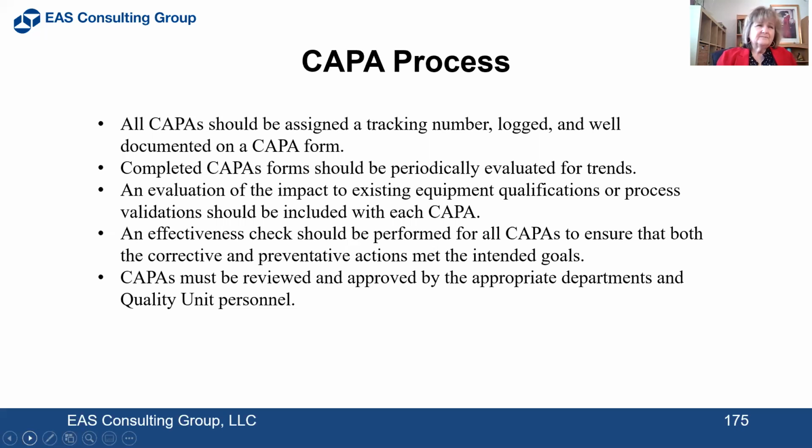So the CAPA process is that all CAPAs should be assigned a tracking number, logged, and well documented on a CAPA form. You see a trend in this, right? All these investigations should be handled the same way. Completed CAPA forms should be periodically evaluated for trends. An evaluation of the impact to the existing equipment qualifications or process validation should be included with each CAPA. An effectiveness check should be performed for all CAPAs to ensure that both the corrective and preventive actions met the intended goals. And the CAPAs must be reviewed and approved by the appropriate departments and the quality unit personnel.